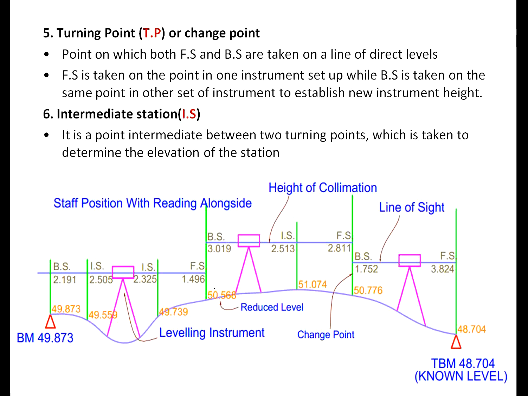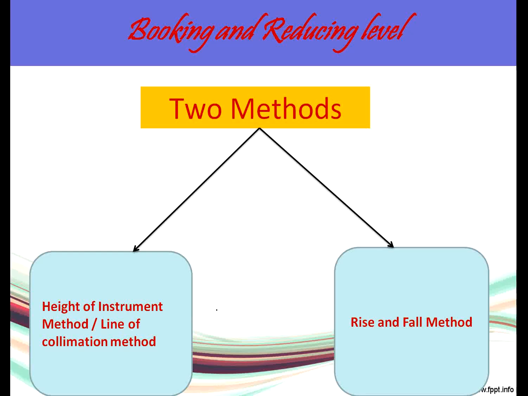Such a point or such a station is termed as the turning point or change point. Okay. So hope you have understood intermediate station and change point. Now coming to the method of booking and reducing level. Basically there are two methods that are done to find out the RLs of different stations on the ground. First method is the height of instrument method. It is otherwise termed as the line of collimation method. And the second method is the rise and fall method, in which you will be finding out many rises and falls. You will be understanding these terms later.